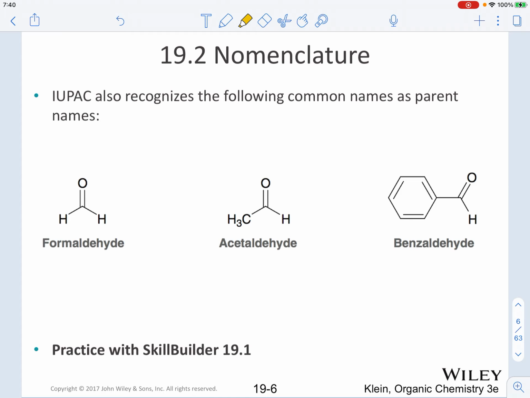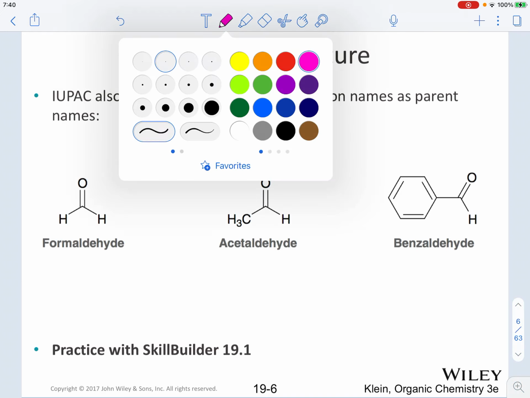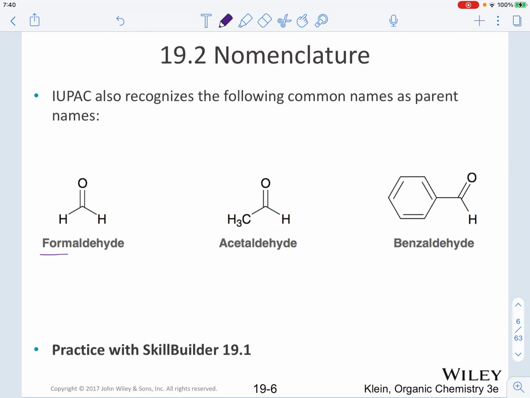Understand that the IUPAC also recognizes the following common names as parent chains. So as you can see, we have formaldehyde, acetaldehyde, and benzaldehyde.